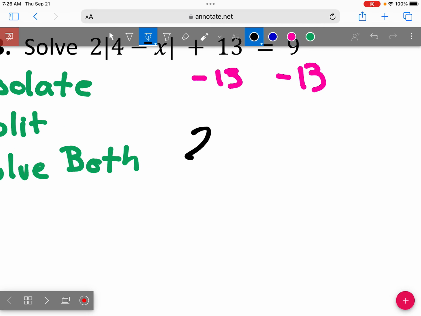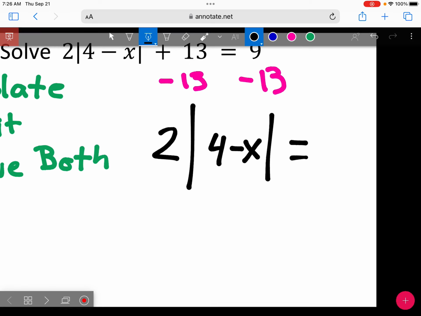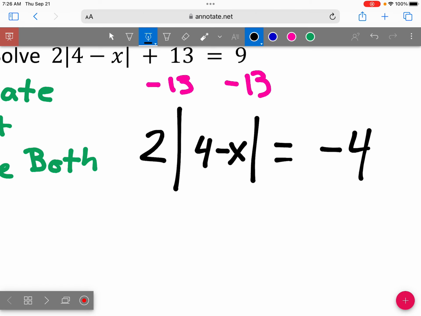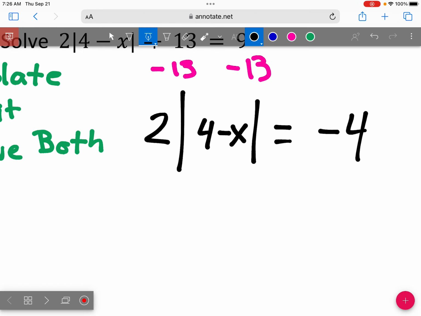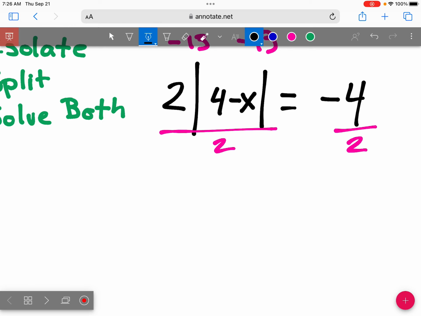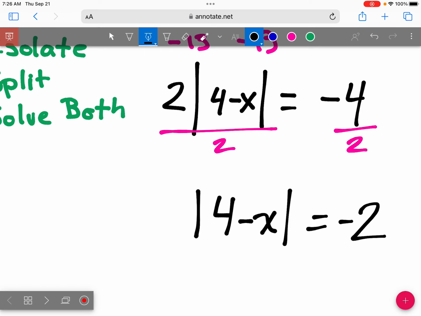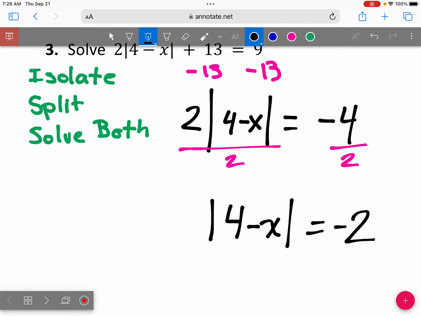That's going to give me 2 absolute value 4 minus x equals negative 4. Then what do we do? Divide by 2. And we get the absolute value of 4 minus x equals negative 2. Questions on that part? These things were wonky.